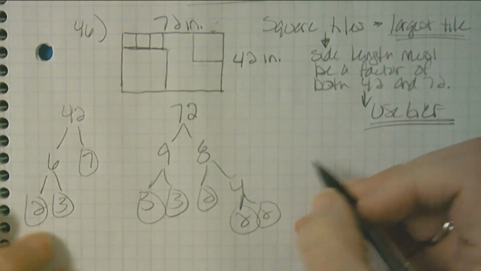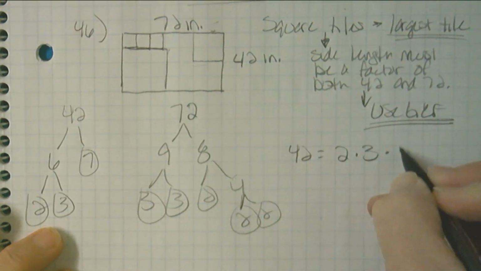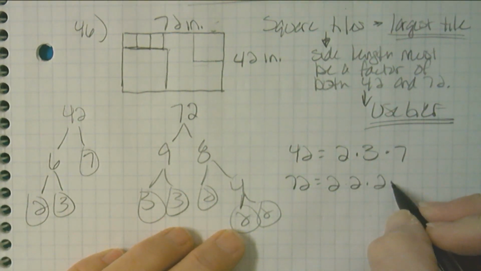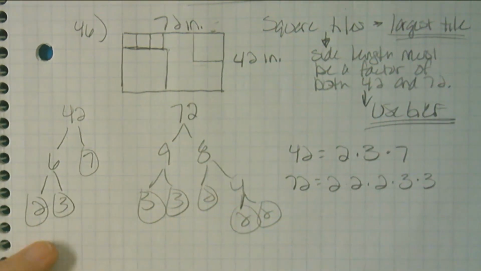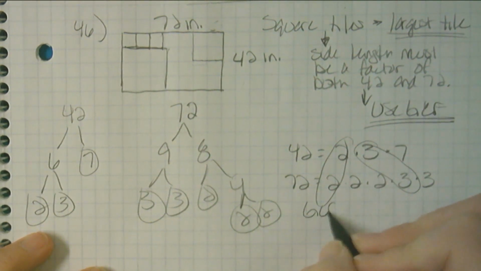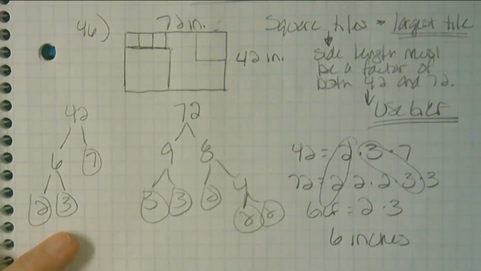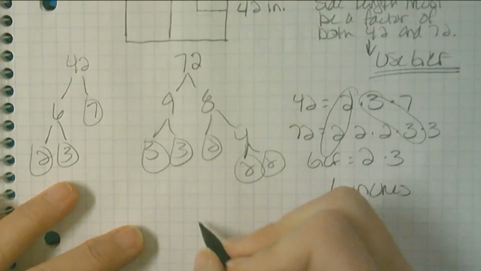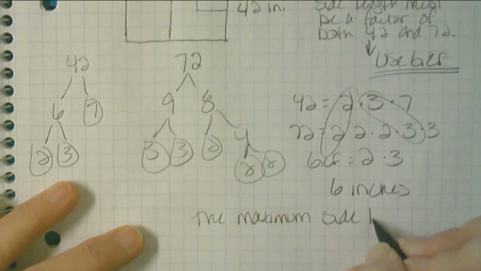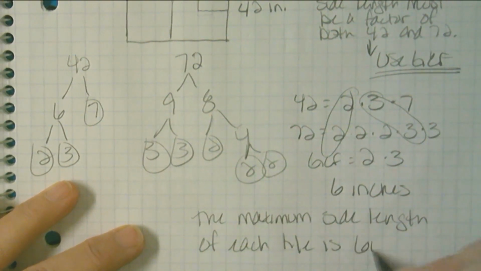All right, so I'm going to end up with my 42, which is 2 times 3 times 7, and my 72 is 2 times 2 times 2 times 3 times 3. Well, I'm going to circle the factors they have in common. So my GCF is going to be 2 times 3, or 6 inches. All right, so the maximum side length of each tile is 6 inches.